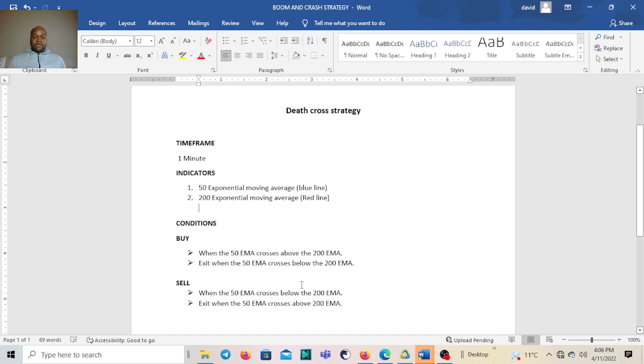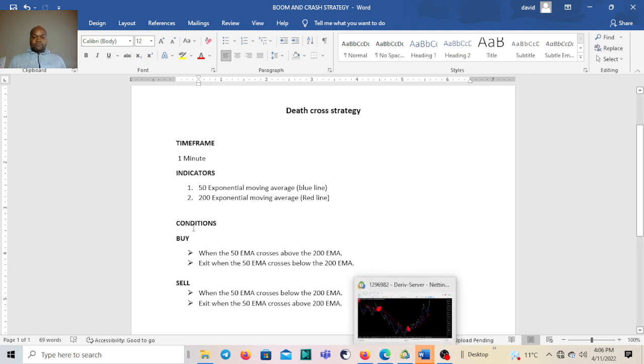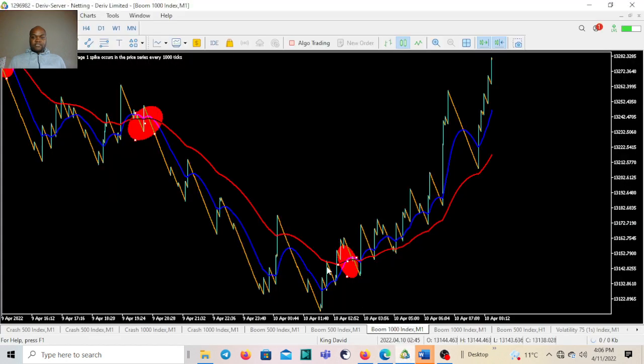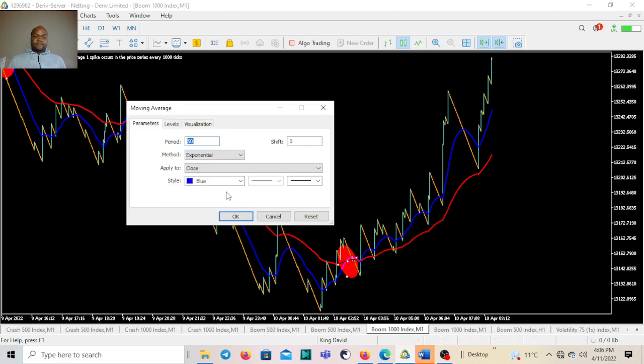So let me explain what I mean with this information. Let's go to the charts and see what exactly I mean. This is what I mean with this strategy. The blue line is my 50 exponential moving average. Let me give you the parameters. For the 50 exponential moving average, the period will be 50. The method is going to be exponential.